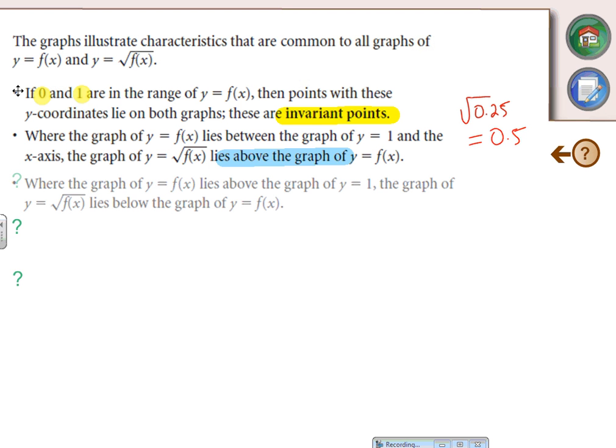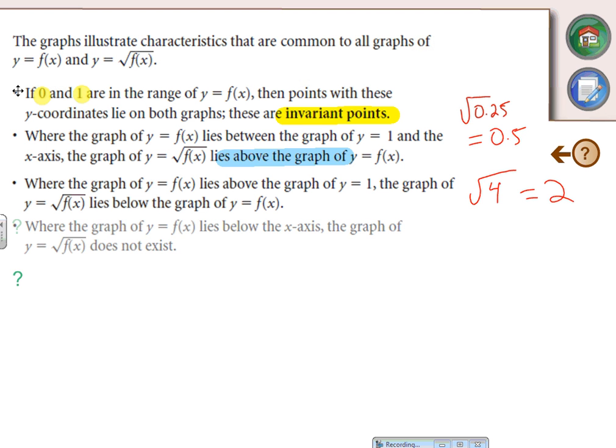Next characteristic there. Where the graph of f of x lies above y equals 1, when you take the square root of a number larger than 1, it gets smaller. For instance, the square root of 4 is less than 4, which is 2. And where the graph of f of x lies below the x-axis, the graph does not exist. We cannot have any graph below the x-axis. So nothing underneath here. We're not going to have any graph at that point.